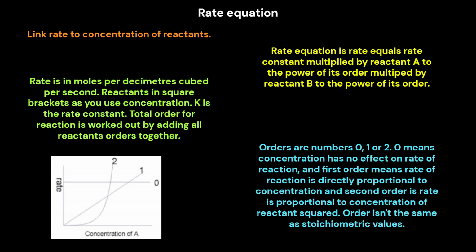K is the rate constant. The total order for a reaction is worked out by adding all the reactants' orders together. Orders are numbers 0, 1, or 2. Zero order means concentration has no effect on the rate of reaction, first order means the rate of reaction is directly proportional to concentration, and second order means the rate is proportional to the concentration of the reactant squared. Order isn't the same as stoichiometric values.